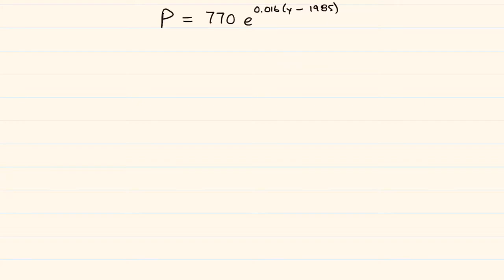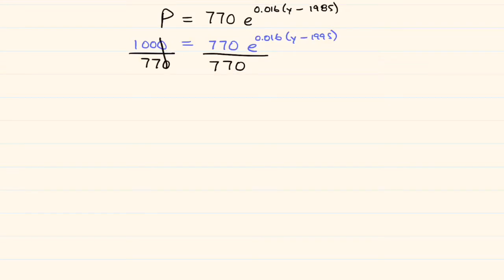Solve this for Y. So I get 1,000 equals 770 e to the power of 0.016 times (y minus 1985). Little typo there, but it'll get fixed. Divide both sides by 770, and I'm just going to cancel those zeros out, and I'm going to leave this as 100 over 77 because the decimal is nasty, so I want to keep it as exact as possible.